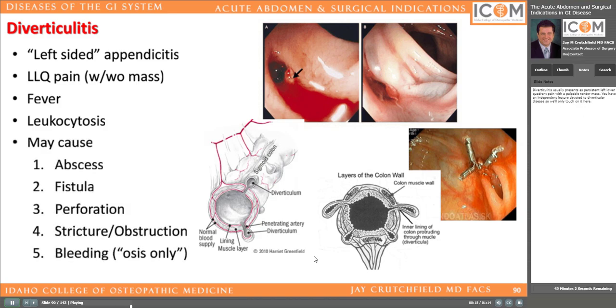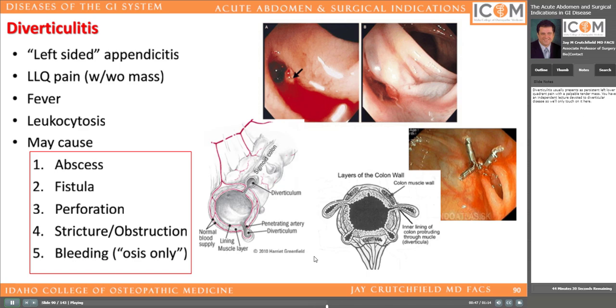The common complications of diverticular disease include bleeding in diverticulosis, and in diverticulitis, stricture with bowel obstruction, perforation, abscess, and fistula. You need to memorize these 5 complications of diverticulitis. Diverticulitis usually presents as persistent left lower quadrant pain with a palpable tender mass. You have an independent lecture devoted to diverticular disease, so we'll only touch on it here.